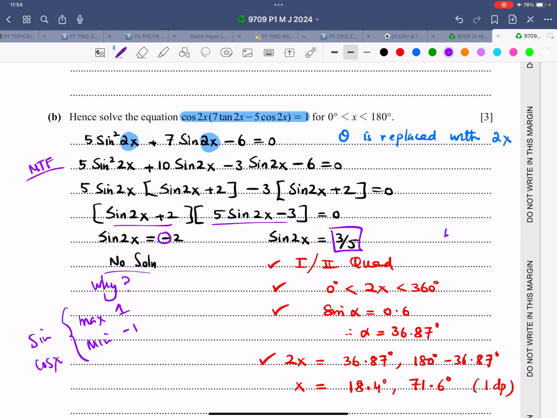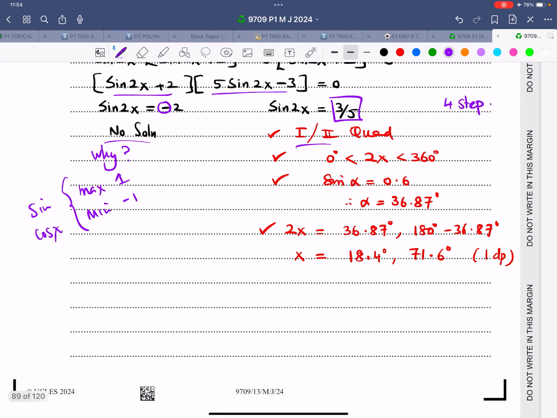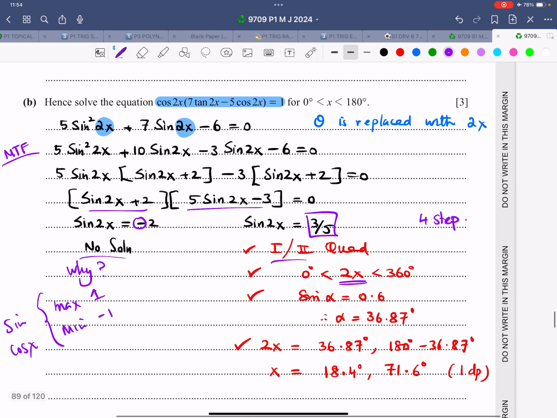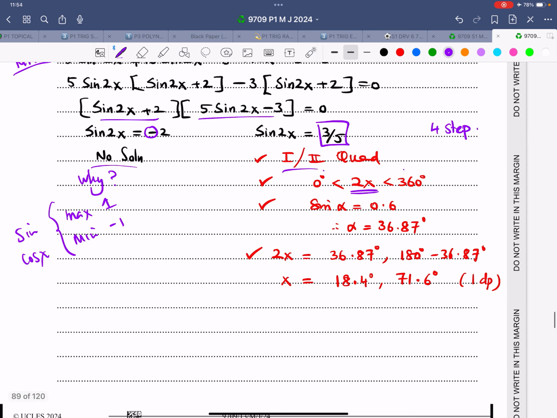Then the 4-step method. What is the 4-step method? That is stating the quadrants. Sine is positive, so therefore first and second. Modification of the range. X lies between 0 and 180. 2x lies between 0 and 360. Calculation of the basic angle. Alpha is the symbol used to calculate basic angle. What is the basic angle? Acute angle with the x-axis. It's always calculated with a positive ratio. It was already positive. So this comes out to be 36.87. We are working in 2 dp.